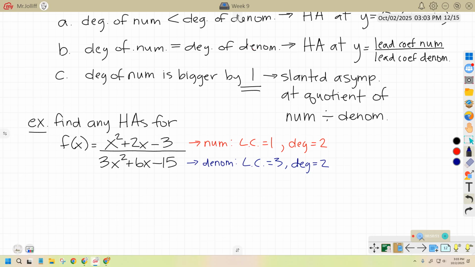The next step, we use the relative degrees to put us in one of those 3 categories. This one, degree on top, degree on bottom are equal. When they are equal, where is my horizontal asymptote? Raise your hand if you remember. We just wrote it down. Everybody should remember. Jade, what's our horizontal asymptote look like if those degrees on top and bottom are equal? Did you write it down?